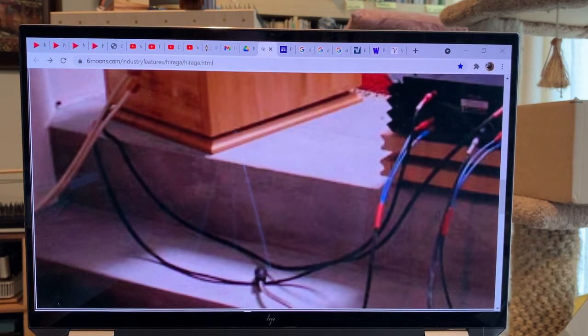So those people who do not like ports, actually they do not like those round little holes at the back of the speakers or the front of the speakers.